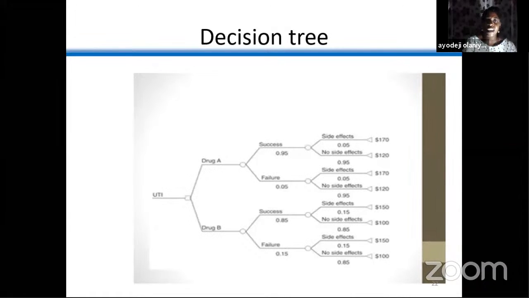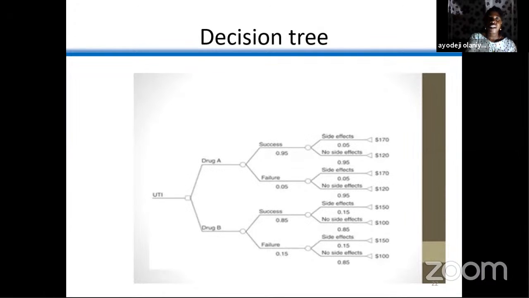So this is an example of a decision tree. We are managing UTI, urinary tract infection. Then we have various alternatives, the choices that we might have. We have drug A and drug B. For drug A, we can see success on the upper side and failure. So that's probability for success. We have 90% probability for success and 5% probability for failure.